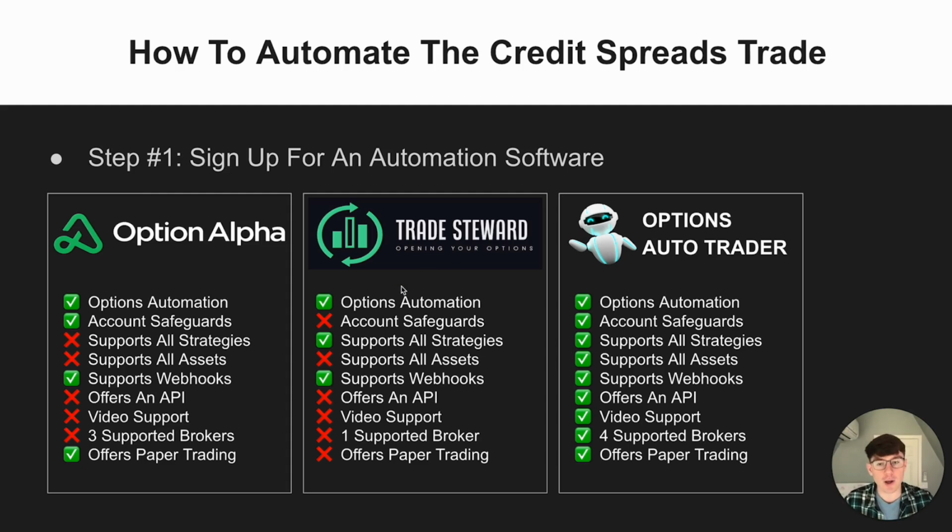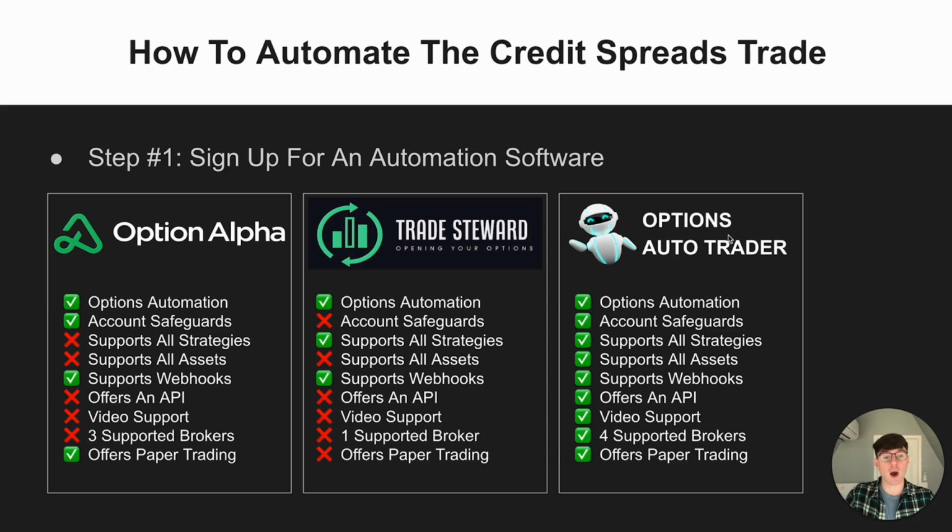Now, Trade Steward also allows for options automation. It does put credit spreads. It will allow you to do it on SPX and SPY, but not futures. Their support is slower. They only support one broker, so you have to make sure you use their broker. And they don't offer paper trading, so if you wanted to test this out before risking your own money, you wouldn't be able to do that.